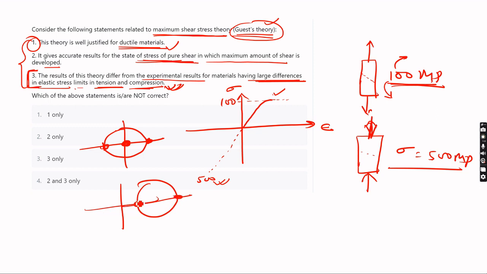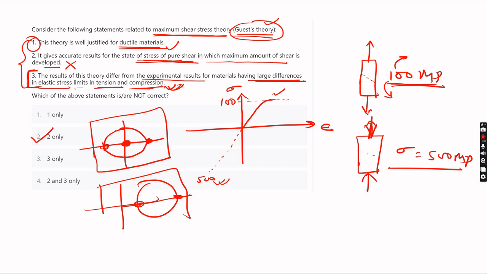This point is giving you maximum normal stress. I have just explained this, so I'm not going into detail on this part. So this is the Mohr circle for the pure shear stress. What they are telling is in which the maximum amount of shear is developed. So this is not correct. This statement is not correct. What they are asking is which of the above statements is not correct, so this will be the only option for you.